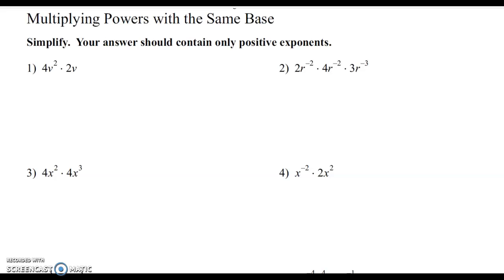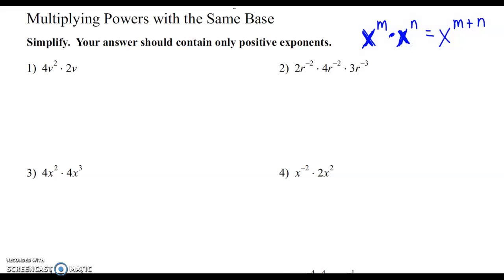So this property is when you multiply like bases, you add the exponents. The base here, you can see these are both x's. And then we know from yesterday, anything to the power of 0 is 1, and to get rid of a negative exponent, you make it positive by moving it to the other side.